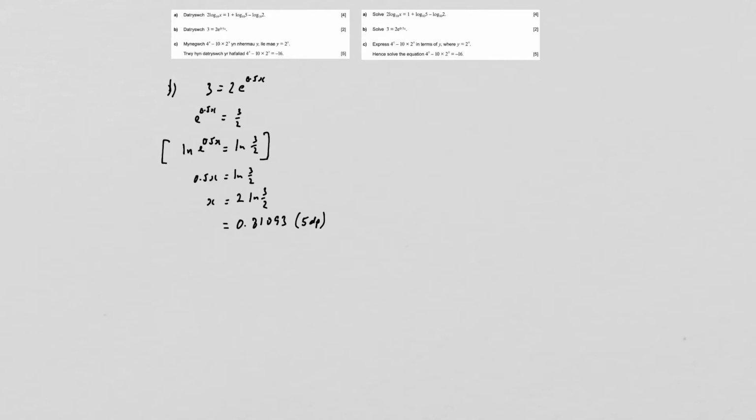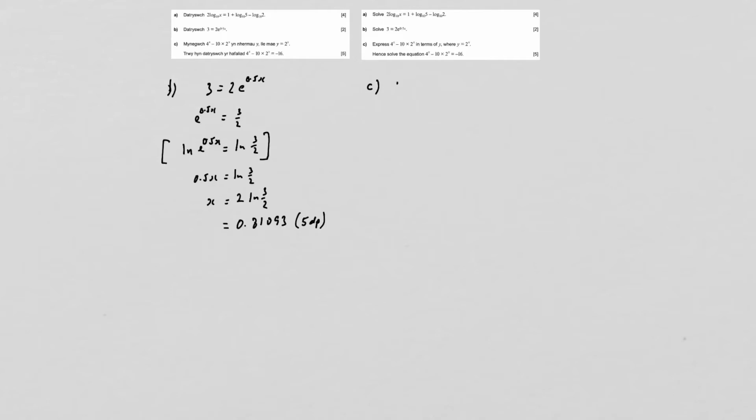Okay, now for part C, well, the first thing to do is to think of where this y equals 2 to the x comes in. And the expression that we're meant to deal with is 4 to the x minus 10 times 2 to the x. So the 10 times 2 to the x, that's okay, that's going to be 10 times y. But we need to think about what the connection is between y equals 2 to the x and the 4 to the x in the question.